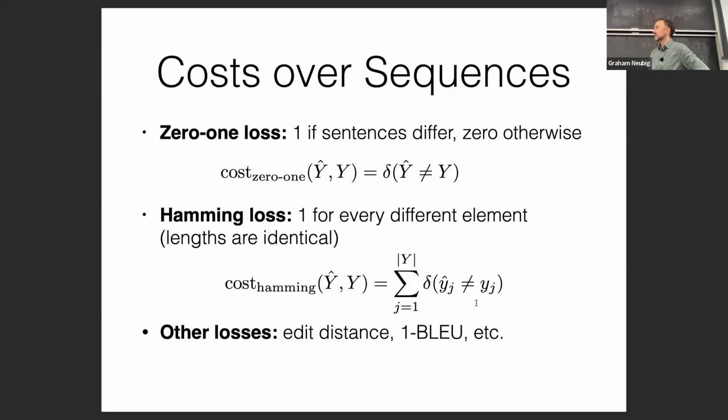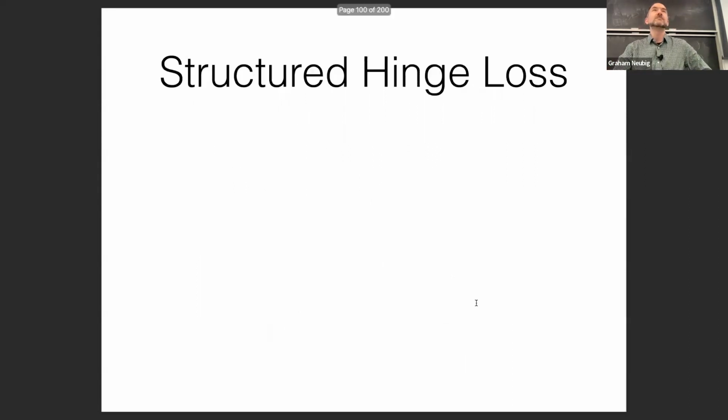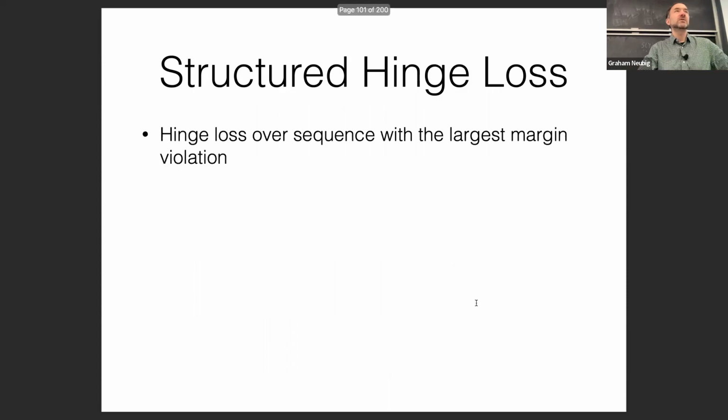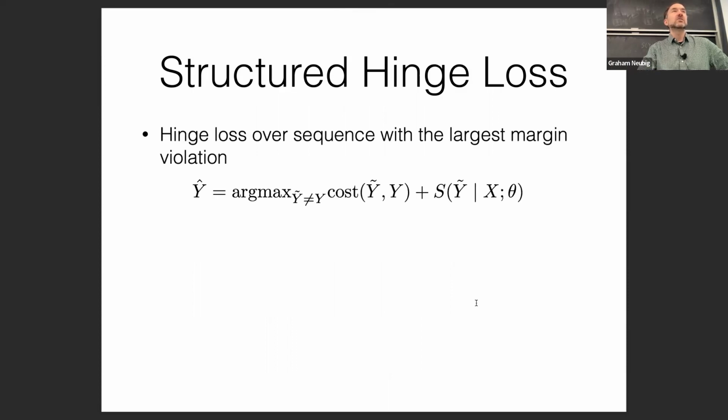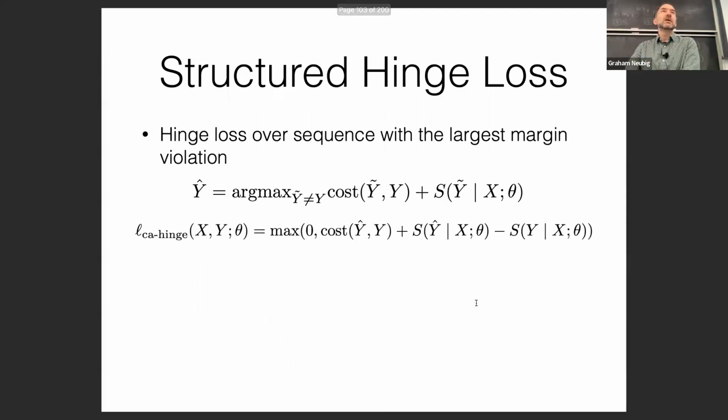Other losses we could have for text generation, for example, would be edit distance between the two generated sequences, 1 minus BLEU, 1 minus COMET, any other loss that you would want to optimize. And there's also a neat idea of something called the structured hinge loss, where the hinge loss is over a sequence with the largest margin violation. And so now, instead of taking the argmax over the score itself, like when you're doing the structured perceptron algorithm, you're taking the argmax over the score plus the cost. And then your hinge loss is essentially your standard hinge loss here.